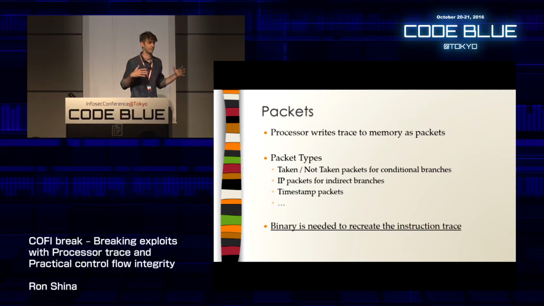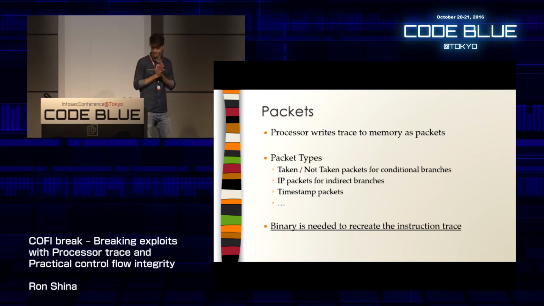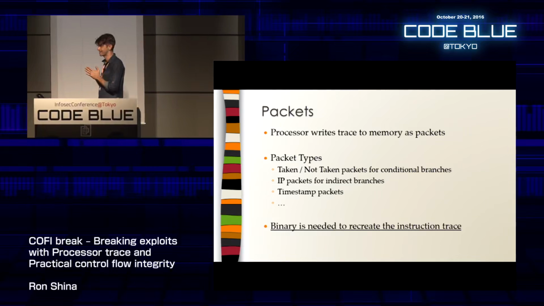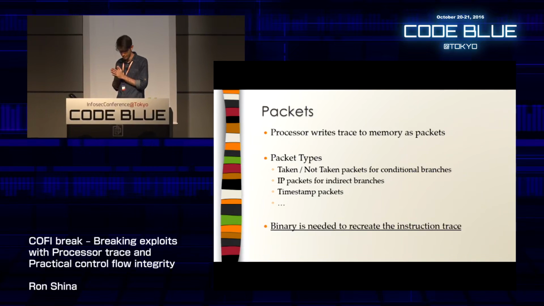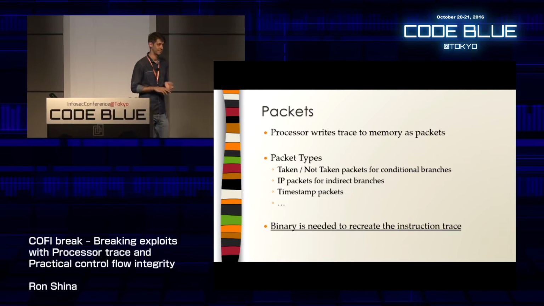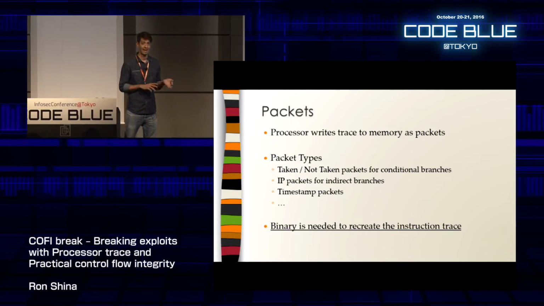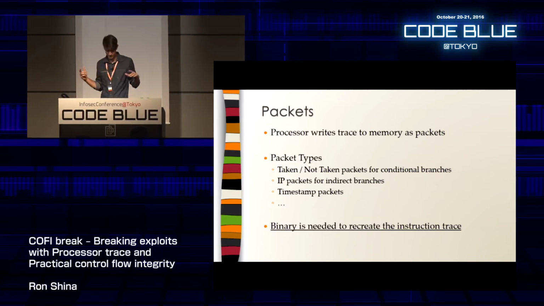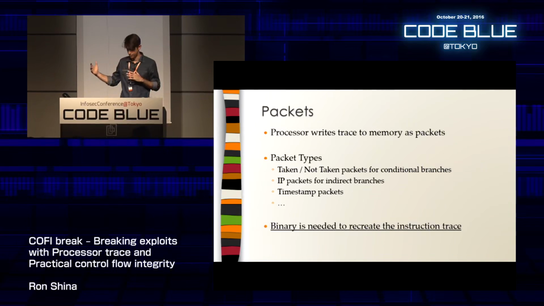Once you turn on this tracing, the processor will write out the trace to memory. And while there are quite a few packets available, the ones that we'll mostly be interested in are taken, not taken packets, instruction pointer packets, and timestamp packets. And the important thing to remember, and we'll go over this a couple of times, is that you do need the binary to decipher what just ran.